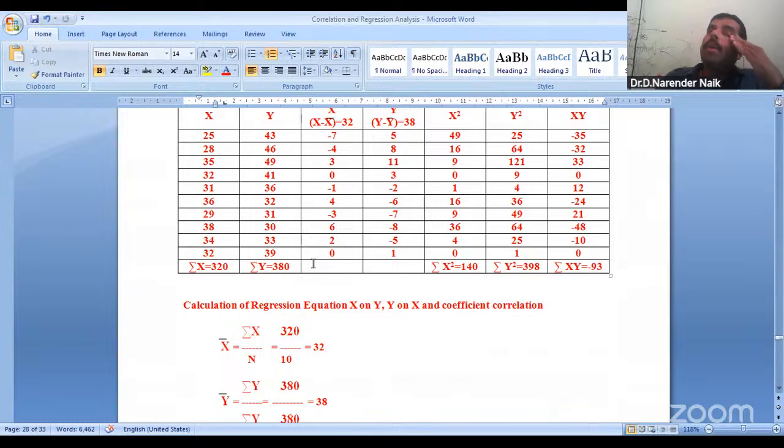So what we did in correlation analysis, the same situation is there. So you need to take those values only, 32 and 38. For x minus x bar, here x is 25, x bar is 32, so 25 minus 32 is minus 7, then minus 4, remaining likewise.